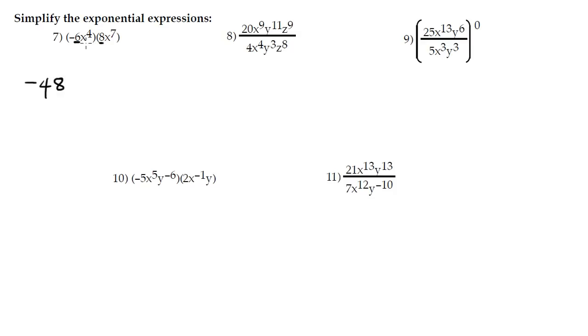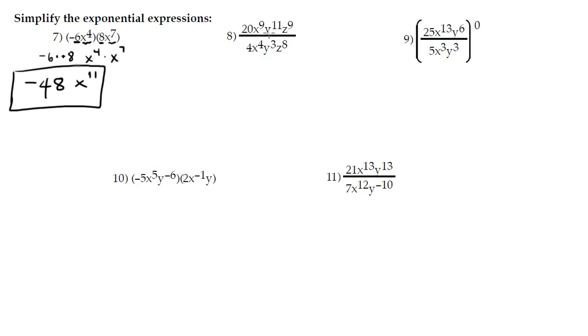And then for x, I'm going to multiply these powers of x together. X to the 4th times x to the 7th. I'll write that here. Negative 6 times positive 8, that's negative 48. Here I'm going to add these exponents. When I'm multiplying with the same base, I'll add these exponents together. So this becomes x to the 4 plus 7 is 11th power. That's number 7. Negative 48, x to the 11th power.